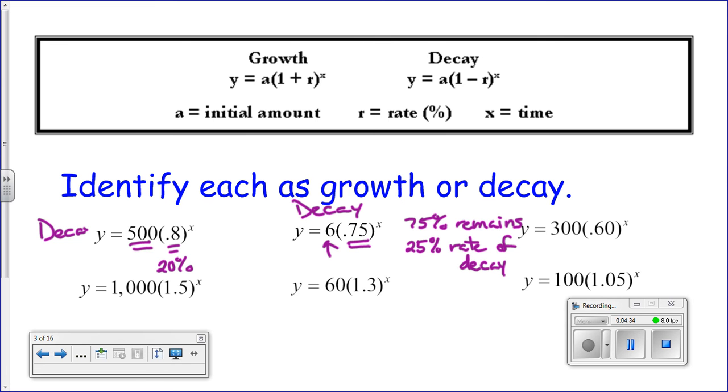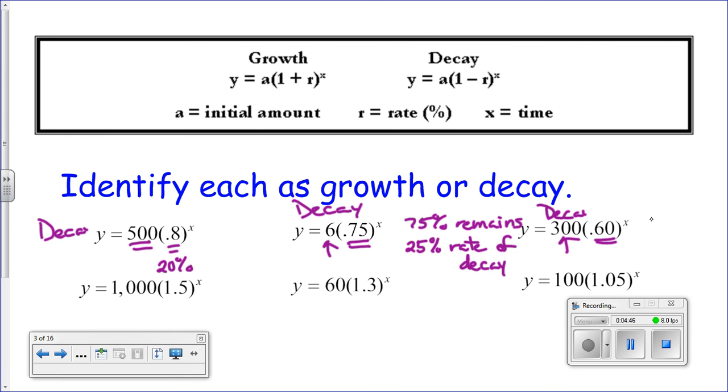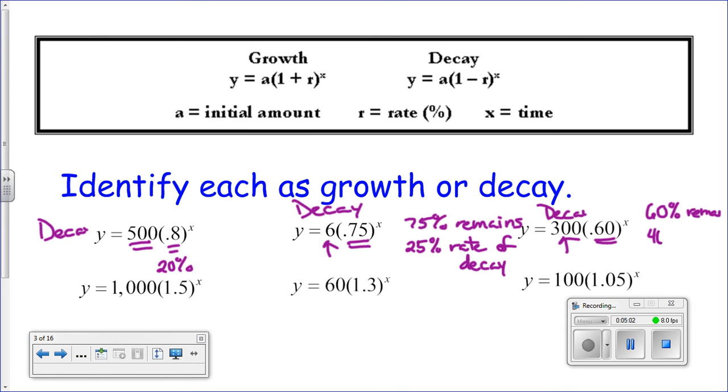So if we look at the next one, this means we start off with 300 or something. Here we have, again, this is decay. And what this means is that 60% of whatever it is that we're talking about actually remains, and 40% decays or wears away.